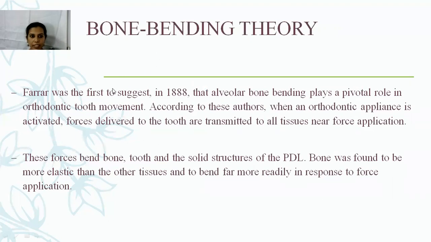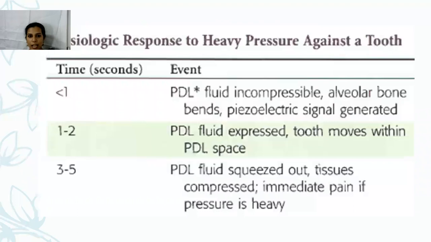Next is the bone bending theory. This was put forward by Farrar in 1888. According to this theory, alveolar bone bending plays a pivotal role in orthodontic tooth movement. According to these authors, when an orthodontic force is activated, force is delivered to the tooth and transmitted to all tissues near the force application. These forces will bend the bone, tooth, and the solid structure of the periodontium. The bone is more elastic than the other tissues when force is applied.